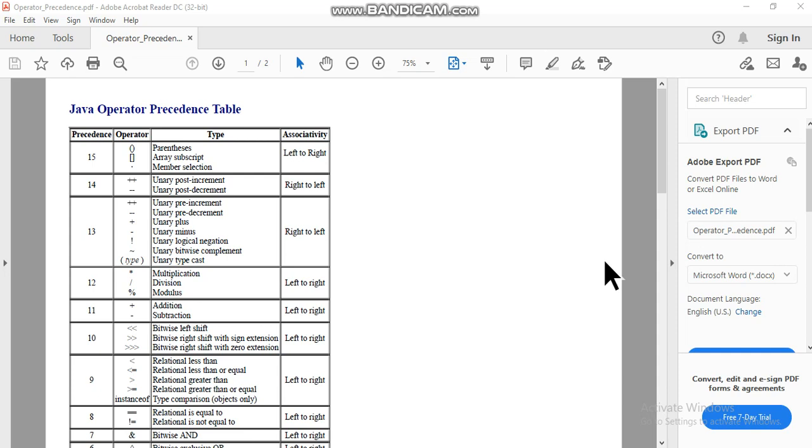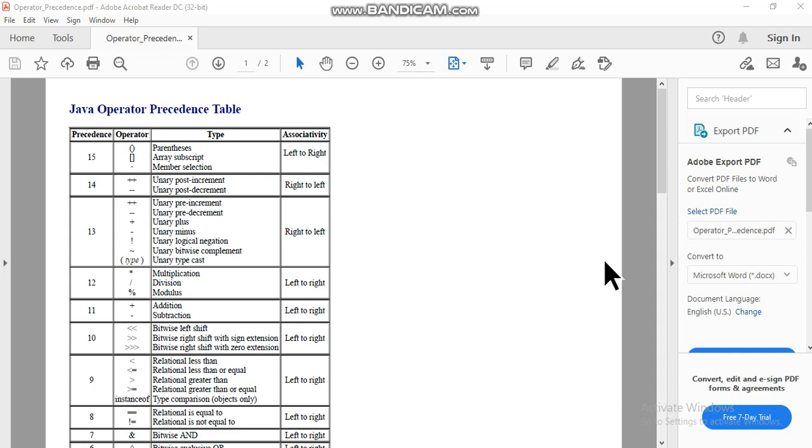So what do you mean by that? Basically, it means that the order of evaluation of the program is from the left side of the declaration of the variables to the right side, as in an example. So that was about left to right associativity. It includes parentheses, array subscript, and member selection.